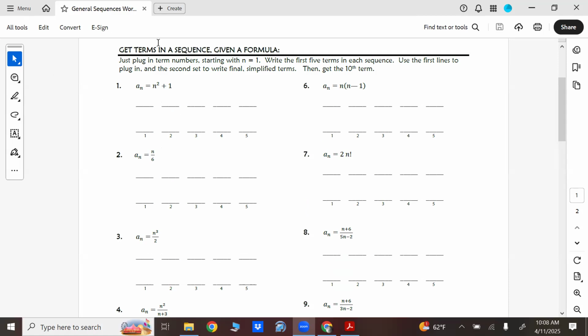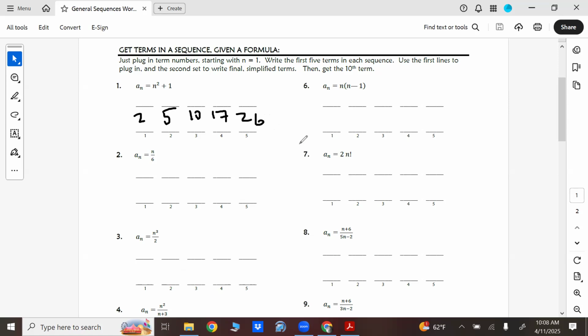So for the first one, that's pretty easy, right? If you plug in 1, what are you going to get? Yeah, I'll get 2. Then what? 5, 10, 17, and 26, right? Pretty straightforward, right?